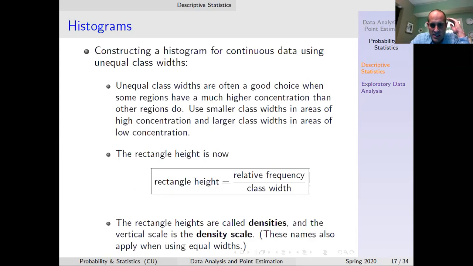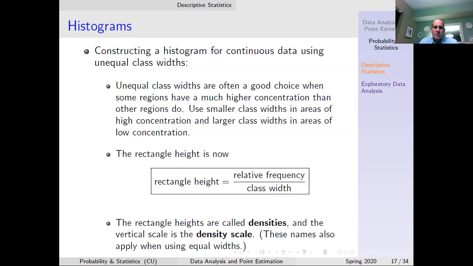So let's talk about constructing a histogram for continuous data using unequal class widths. Sometimes unequal class widths are good when some regions have a much higher concentration. You have tons of data in one area and not that much in another. Maybe you want to refine the place that has tons of data a little bit more so that you can get a better idea of what's happening. So use smaller class widths in areas of high concentration to refine it more, and larger class widths in areas of low concentration.